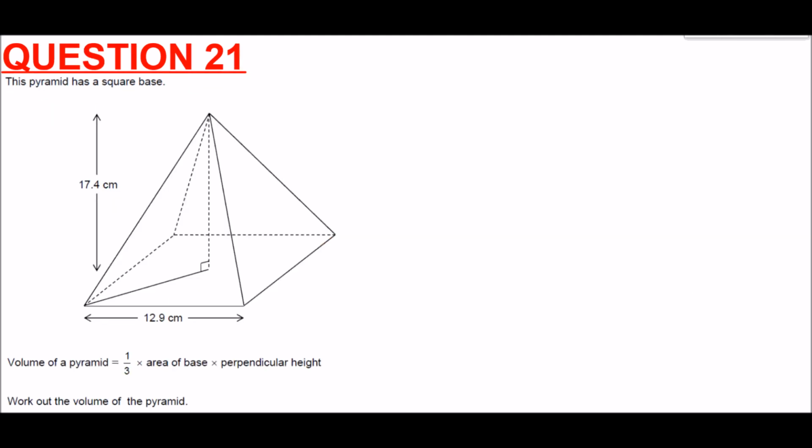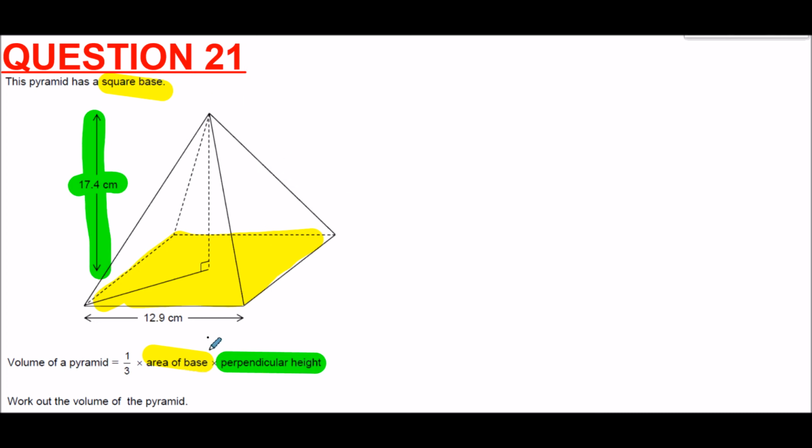Question 21. A pyramid has a square base. So by square base, it just means the bottom of it is square shaped. Like this. And we're given kindly a formula for the volume of a pyramid, which is 1/3 multiplied by the area of a base times the perpendicular height. Now the perpendicular height just means the height going straight upwards, which we've been told is 17.4.